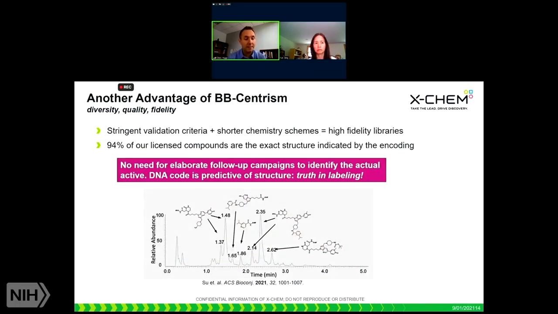Another thing we gain to get the most out of a DEL by being BB inclusive is library fidelity. I talked about this a few slides ago, but if you apply stringent validation criteria and you use chemistry schemes that are shorter, low cycles, two cycles of chemistry, high split sizes, you can get high fidelity libraries. This can pay dividends down the road. For example, 94% of our licensed compounds to our partners are the exact structure indicated by the encoding. So there isn't a need for elaborate follow-up campaigns to identify the actual actives that come out of a screen. Our DNA code is very predictive of the structure.